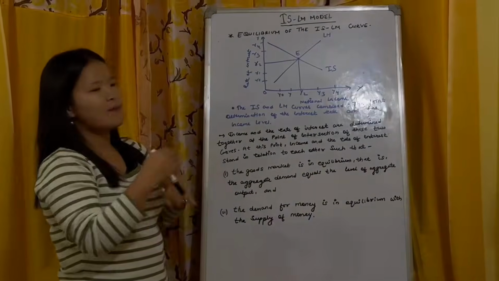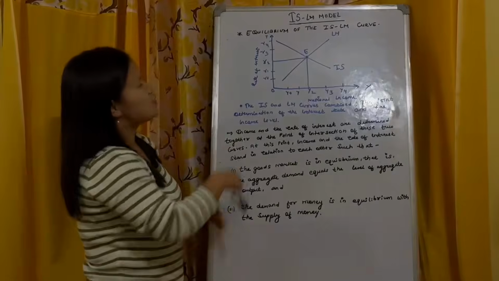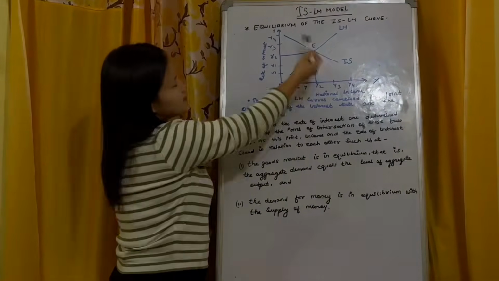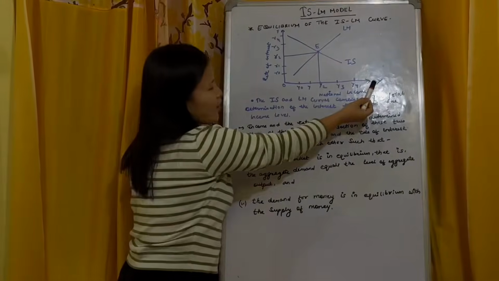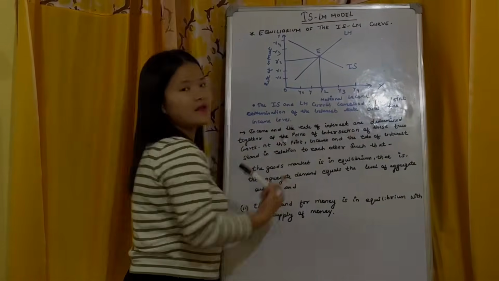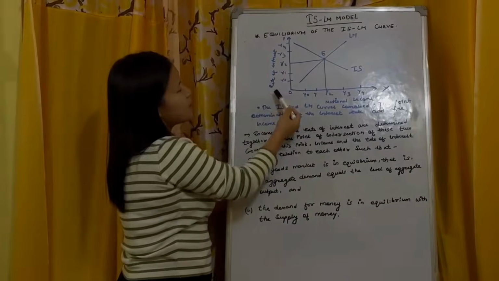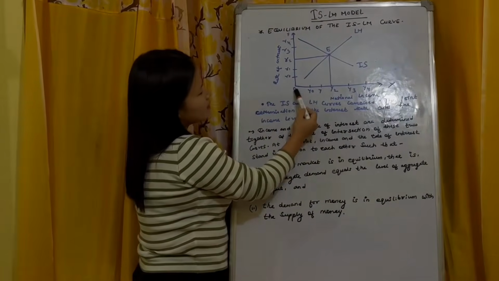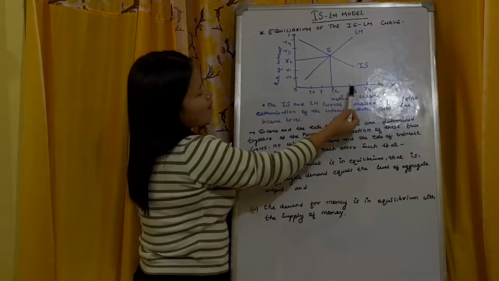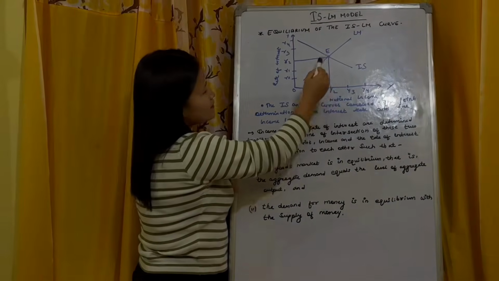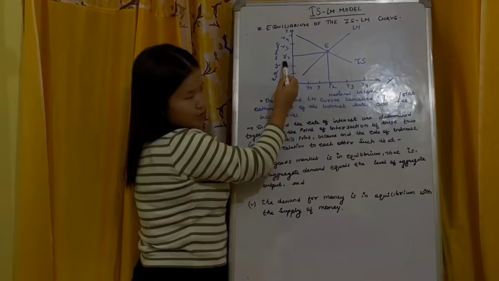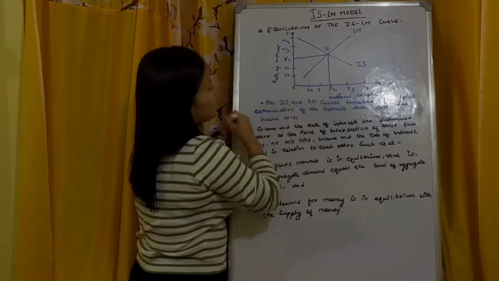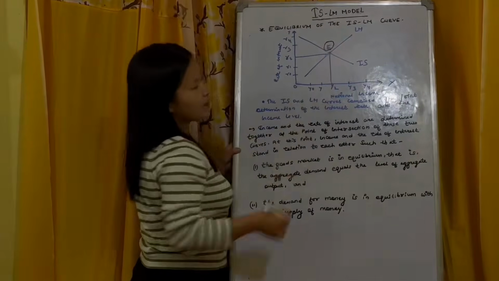At last, we can combine both the IS and LM curves to find the equilibrium of the ISLM model. We can see in this figure, on the horizontal OX axis we measure national income, and on the vertical axis we measure the rate of interest. We can see here when the income is Y2, then the rate of interest is R2. So this intersection of IS and LM is the equilibrium point of the ISLM model.